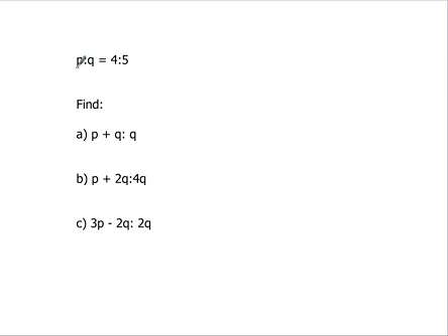Next type of question, so p to q equals 4 to 5. Find the ratio of p plus q to q. And it's all about thinking about it in terms of parts. So p is this 4 here, and q represents the 5. So p plus q to q would just be p representing 4 parts, plus q, which represents 5 parts, to the ratio of q, which is just 5. Well, 4 plus 5 being 9, so the ratio is just 9 to 5.